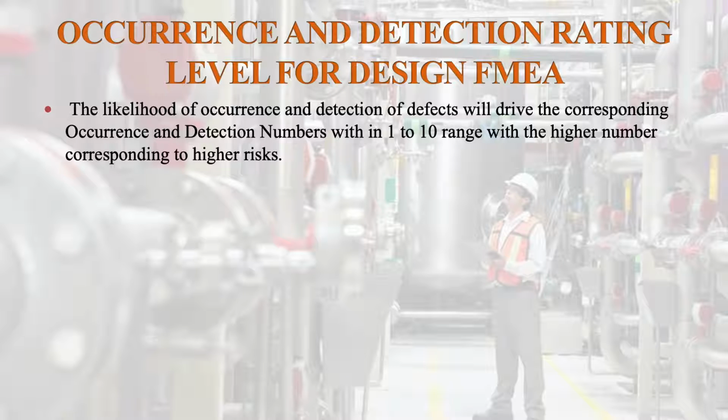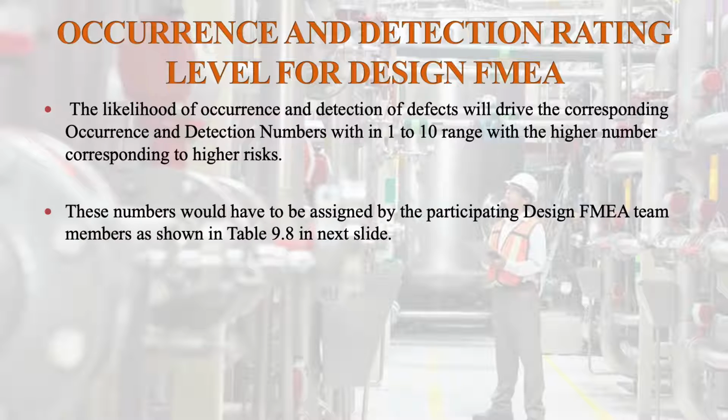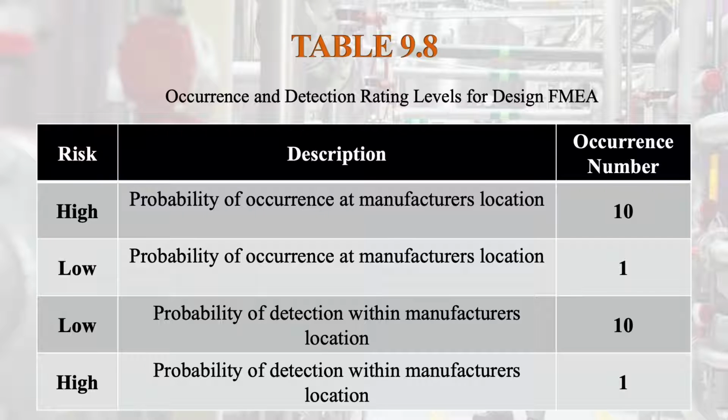Then occurrence and detection rating level for design FMEA. The likelihood of occurrence and detection of defects will drive the corresponding occurrence and detection numbers within the 1 to 10 range, with the higher number corresponding to higher risk. These numbers would have to be assigned by the participating design FMEA team members as shown in table 9.8 in the next slide. So in this slide we can see the occurrence and detection numbers.